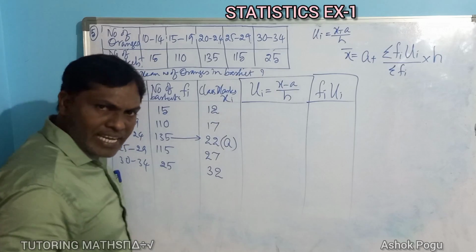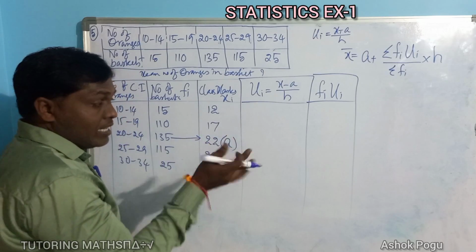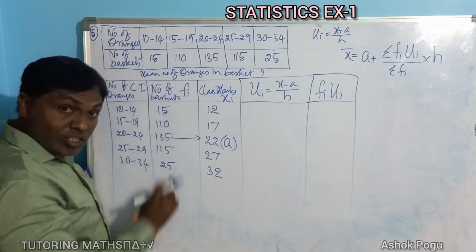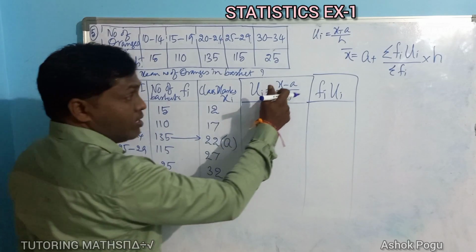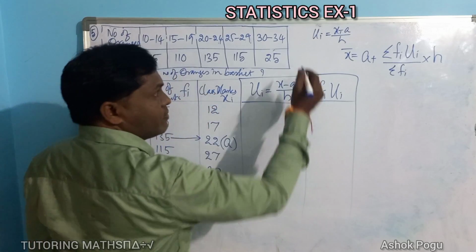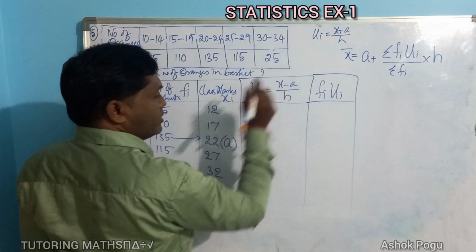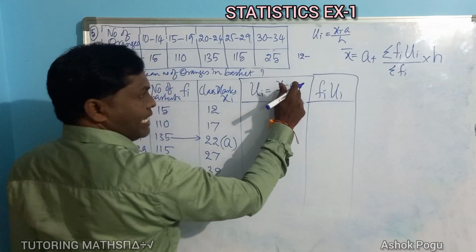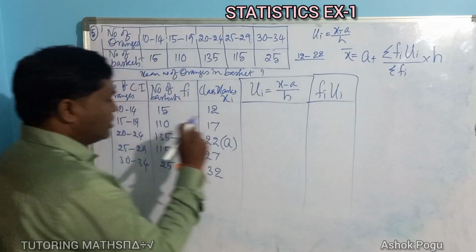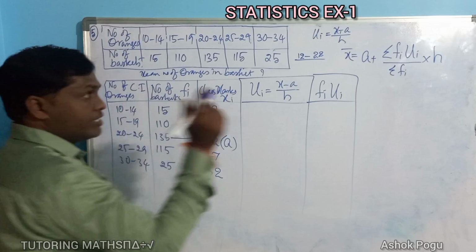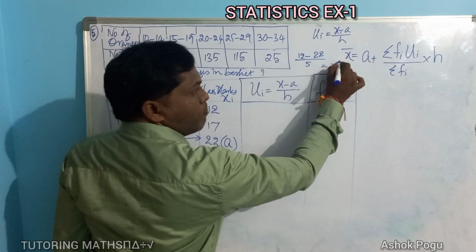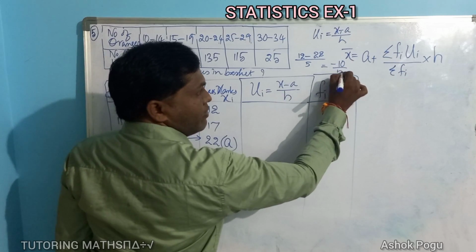And x minus a, let's find the first result first. Thereafter you go by the sequence, how much it is increasing or decreasing, that we can find. This is x minus a. Let me find the first result here. X, that is 12, minus a, 22, by h, the height of the class, that is 5, is 12 minus 22, minus 10 by 5.